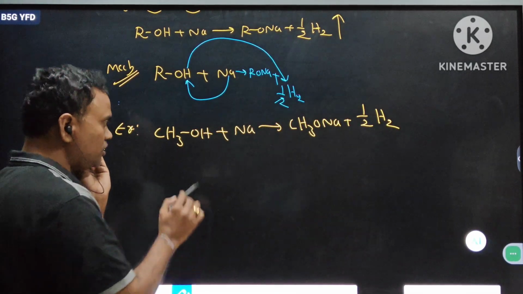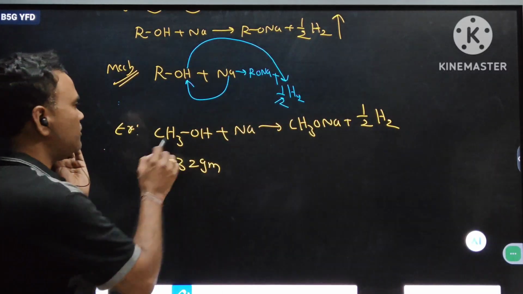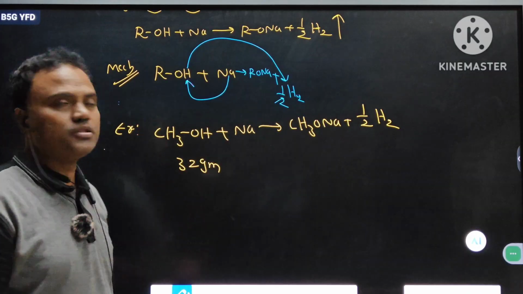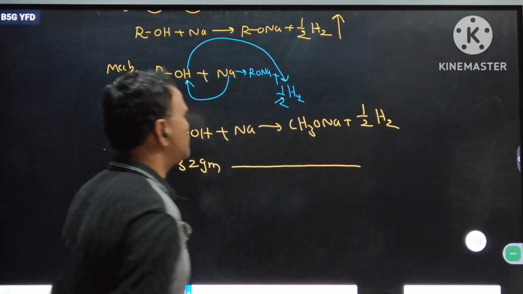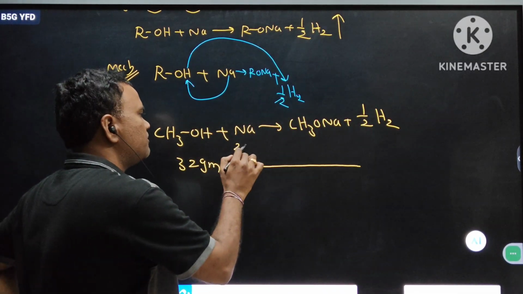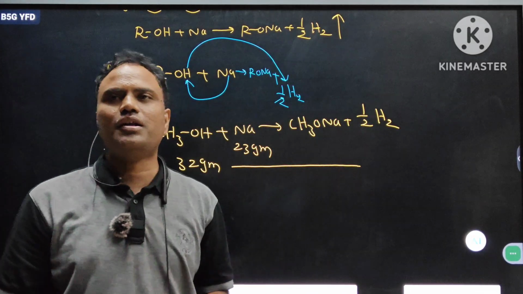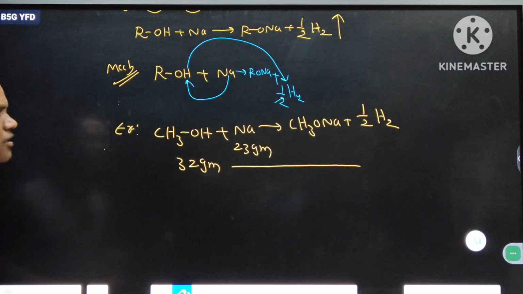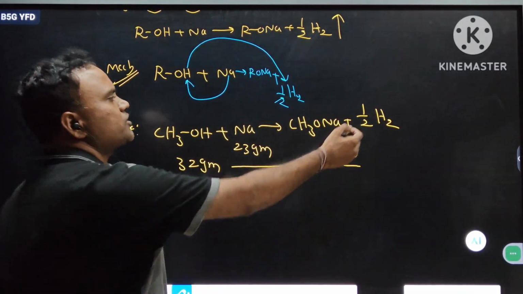32, very good. 32 grams of methanol, because this is 1 mole, right? This is a well balanced equation. 1 mole weight is 32 grams. 32 grams of methanol when treated with 23 grams of sodium is producing what volume of hydrogen? How much volume? Half mole of H2.